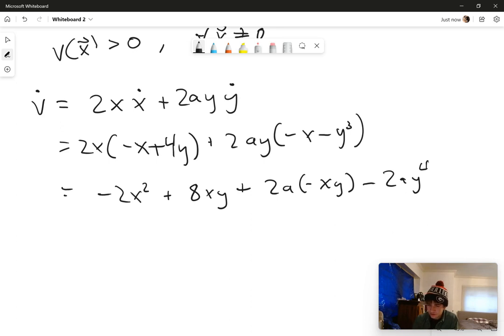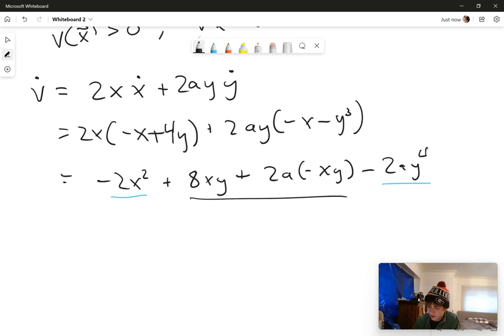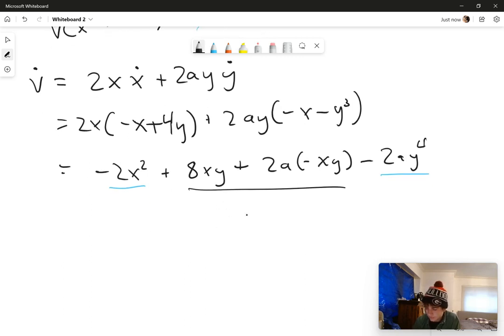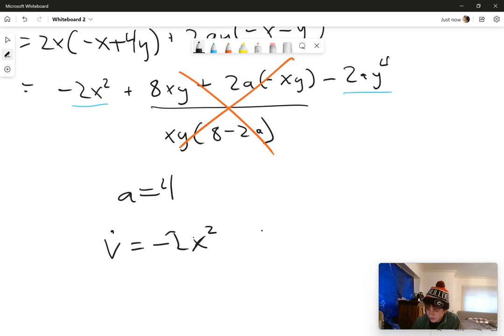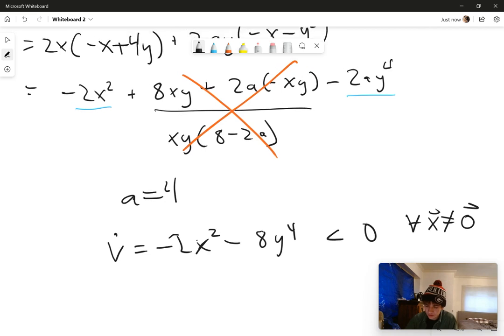So as long as a is positive, we know that these two terms have to be strictly negative for a non-zero vector. And then all we need to do is choose a such that the cross terms cancel out and go to 0. So grouping these terms, we have xy times 8 minus 2a, okay? And so the clear choice of a here is a equals 4. So when we choose a equals 4, this term goes to 0, and we simply get that V dot is equal to negative 2x squared minus 8y to the fourth, and this is strictly less than 0 for all x not equal to the 0 vector. Okay, so this is an example of something we've shown to be a Lyapunov function.